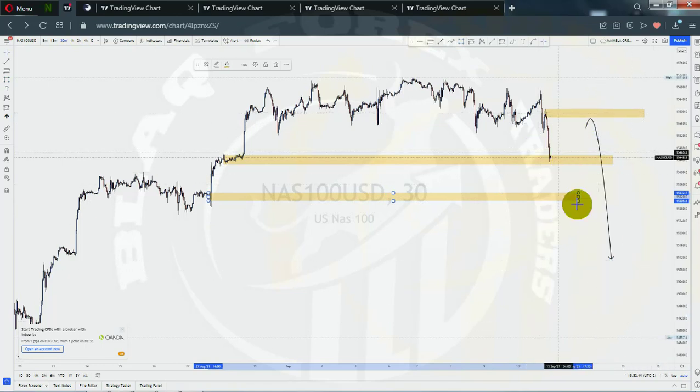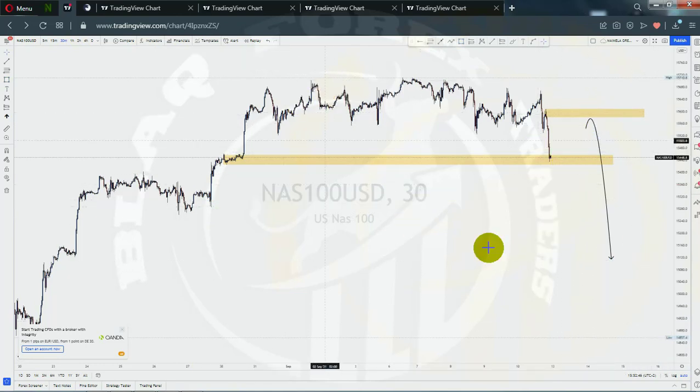Then they go down. Remember, this analysis is not for Monday only. It is for the whole week. So they can take the 3 days here, then maybe take 3 days to reach this level here. Then they go down. So you just have to keep an eye on the setup that you have.